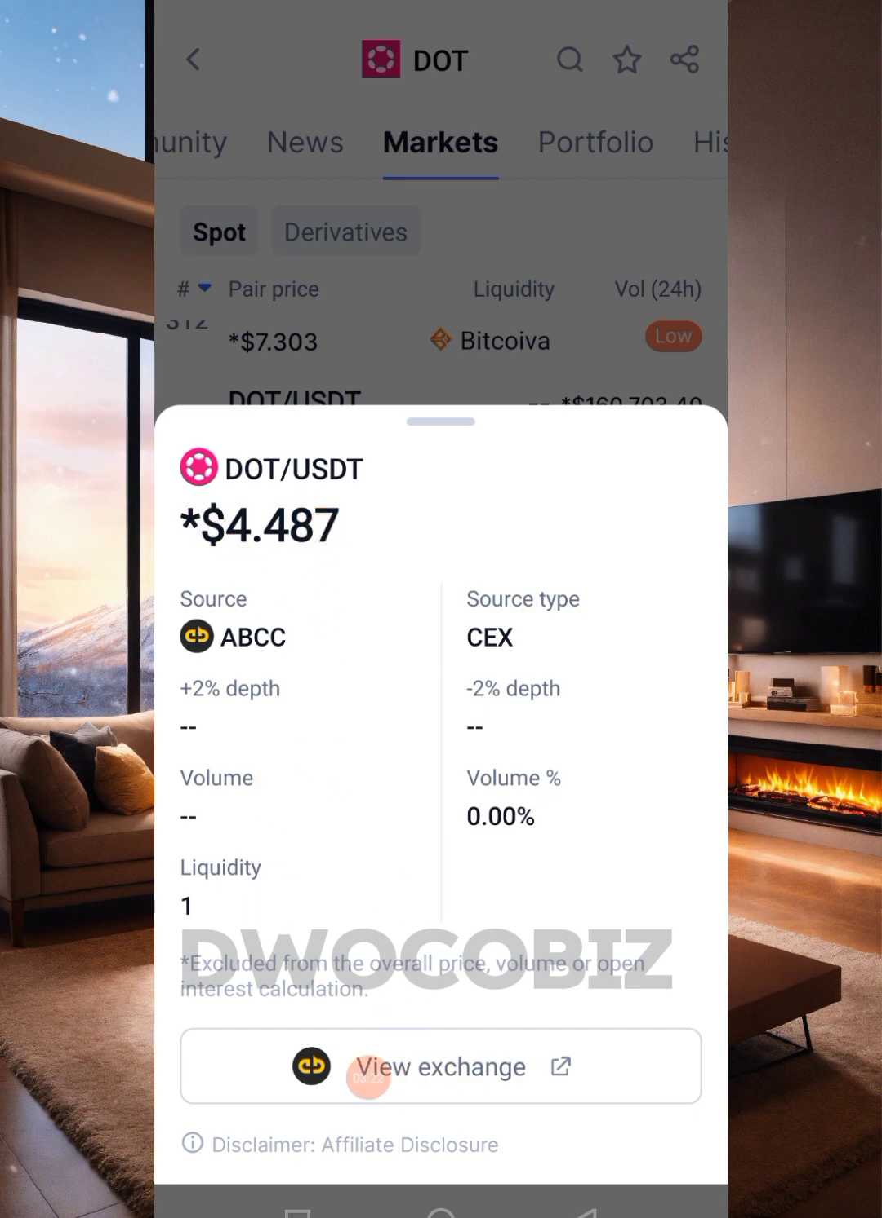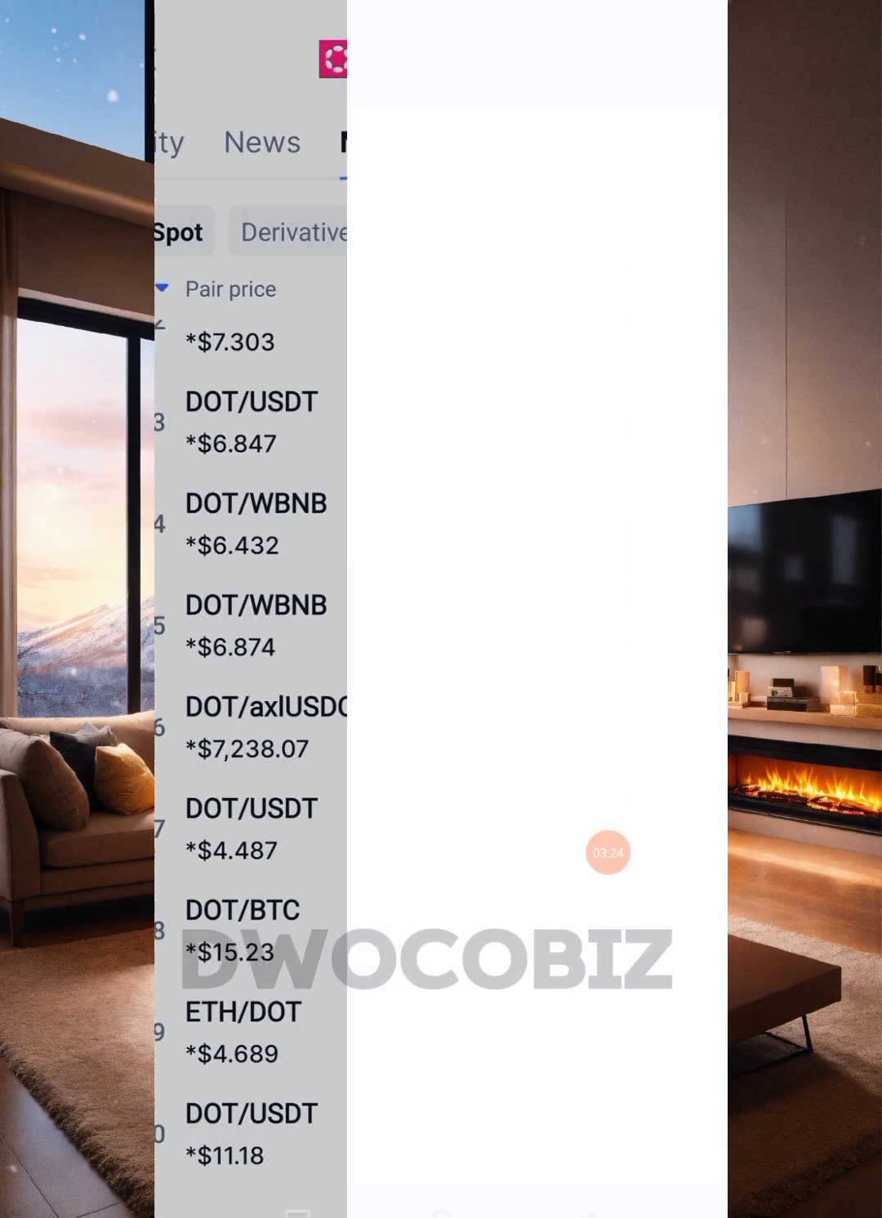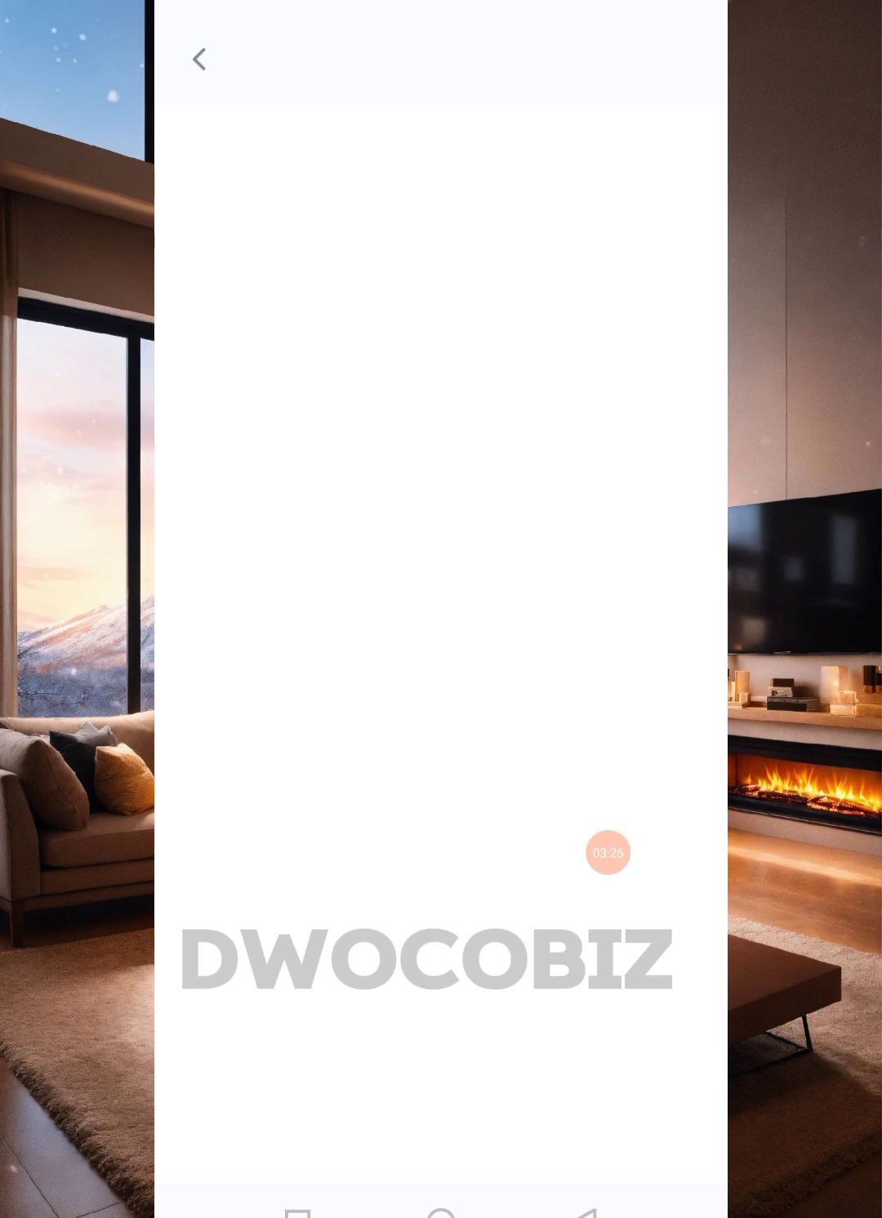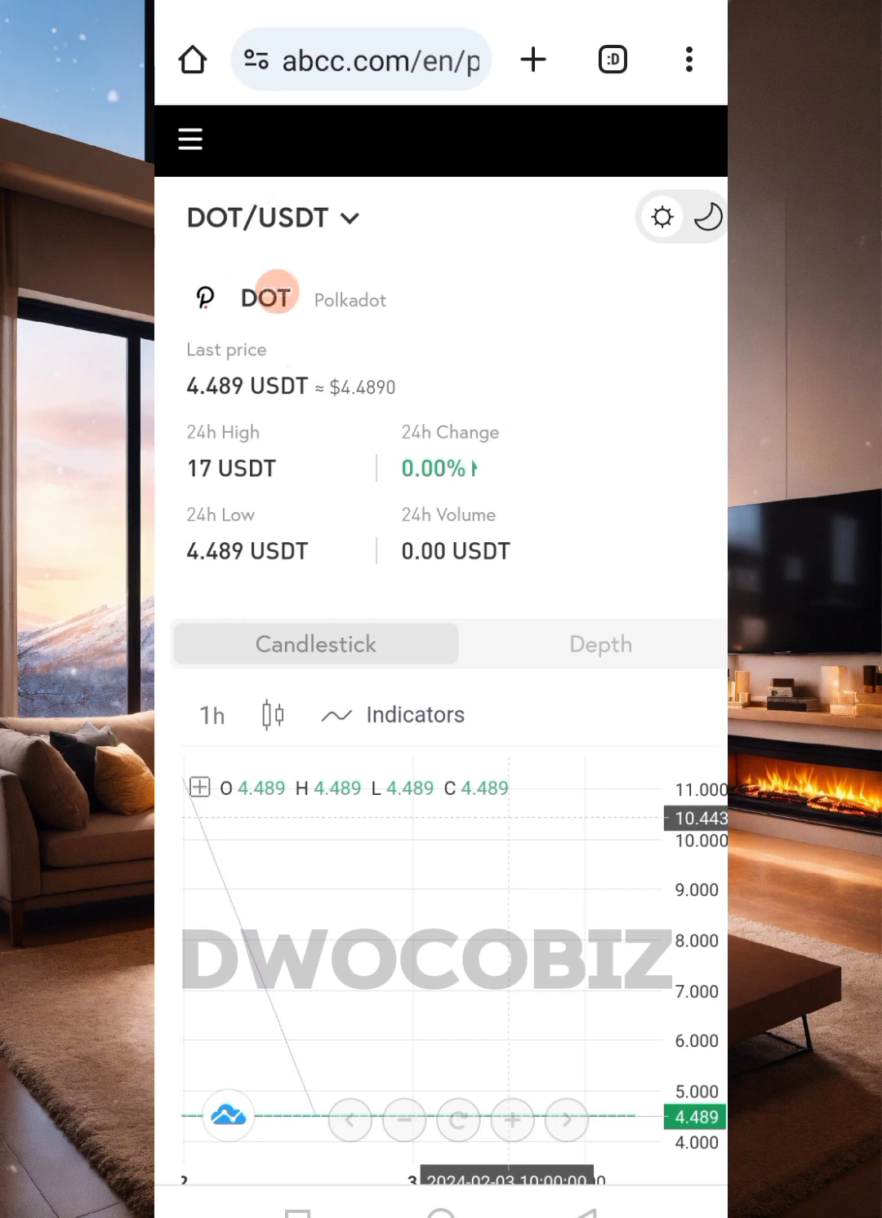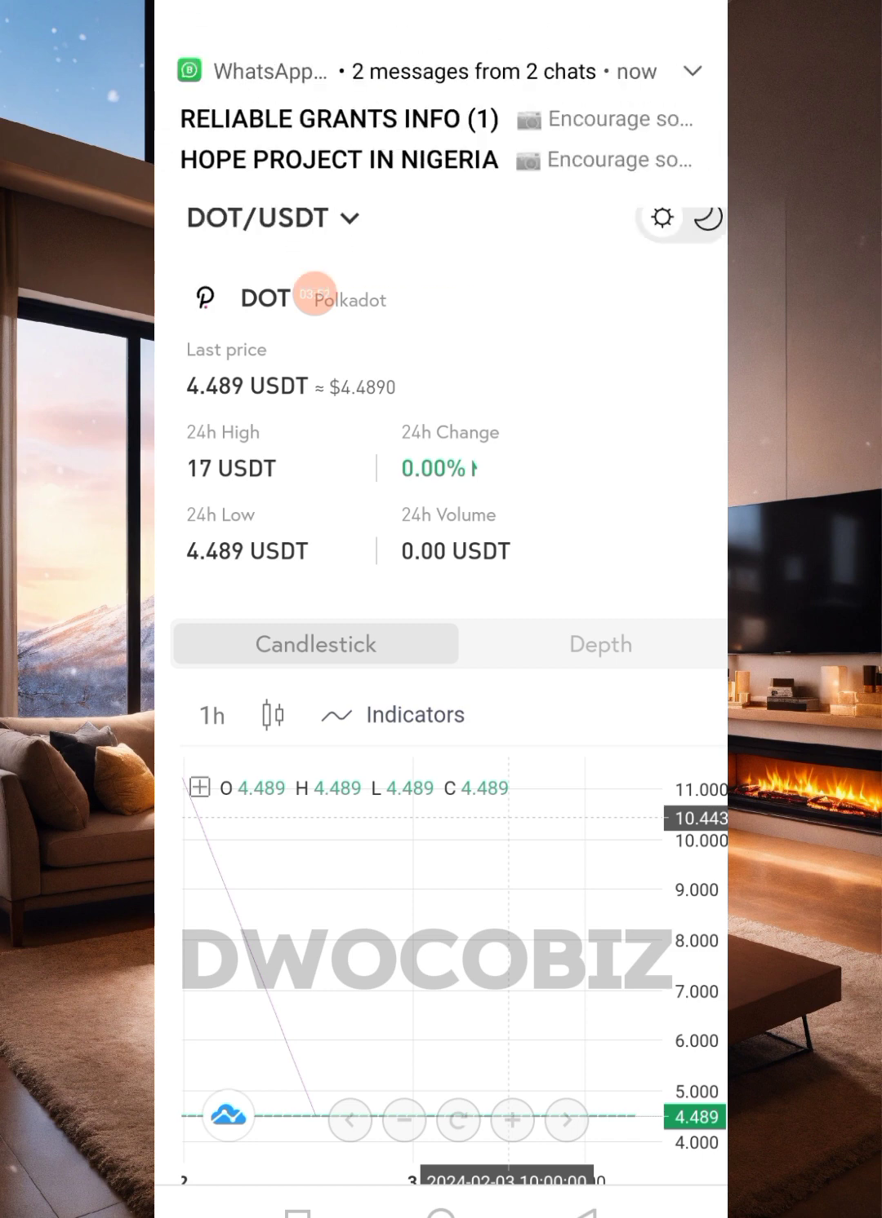For you to do that, you click on view exchange, and then you try to understand how the exchange operates. What you usually do is find out two things. You need to find out if you can deposit money on this particular app, first of all, and if it can be deposited and also withdrawn. That's the first thing you're going to watch out for.